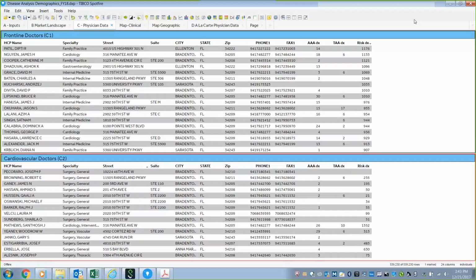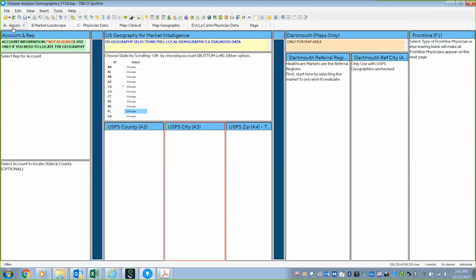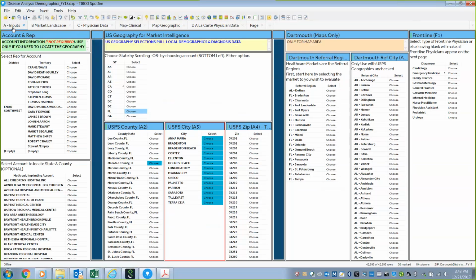In this video, we'll focus only on the Physician Data tab, which is tab C. Tab C is where we look at the doctors who diagnose disease and look at them by community or city, whatever we've chosen in our tab A inputs. So really quickly, we'll just go over to tab A and see the inputs chosen. We picked Manatee County in Florida and picked all the cities in Manatee County. So going back over to tab C, Physician Data.